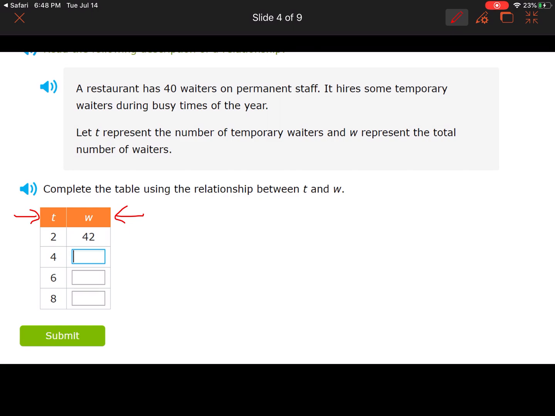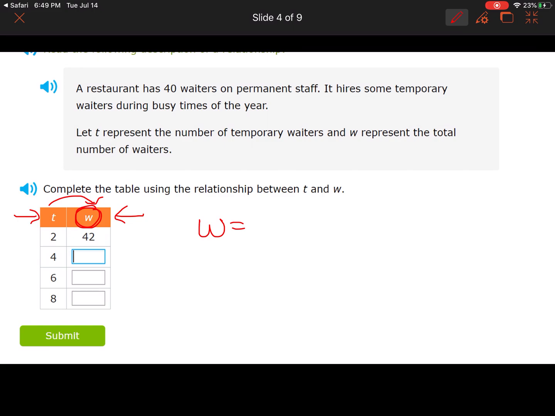Okay, so the thing about this one you'll notice is they don't give you an equation. So we have to figure that out first. So your equation is always going to equal whatever variable is in the second column. So we have W equals, okay? We have to figure out how do we go from 2 to 42.